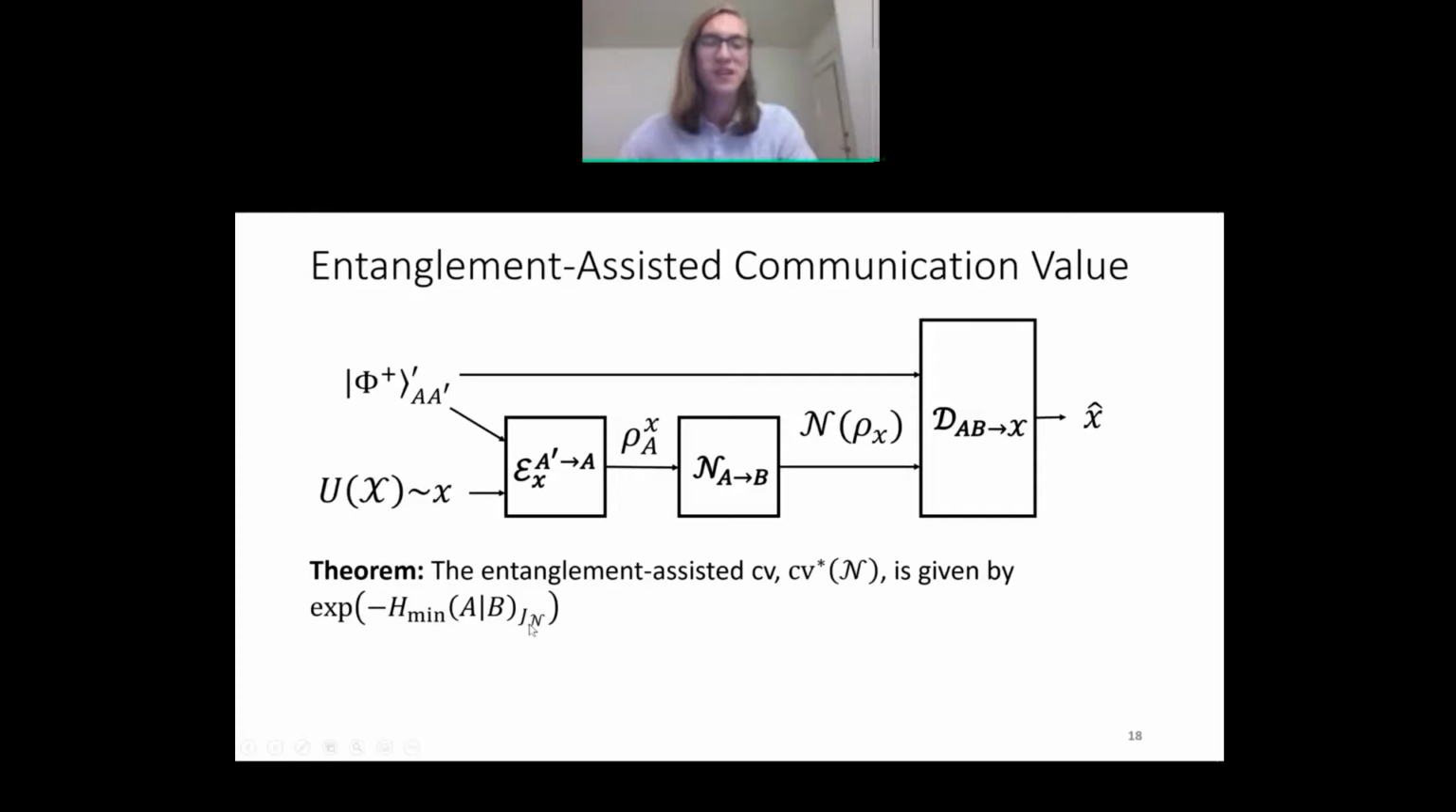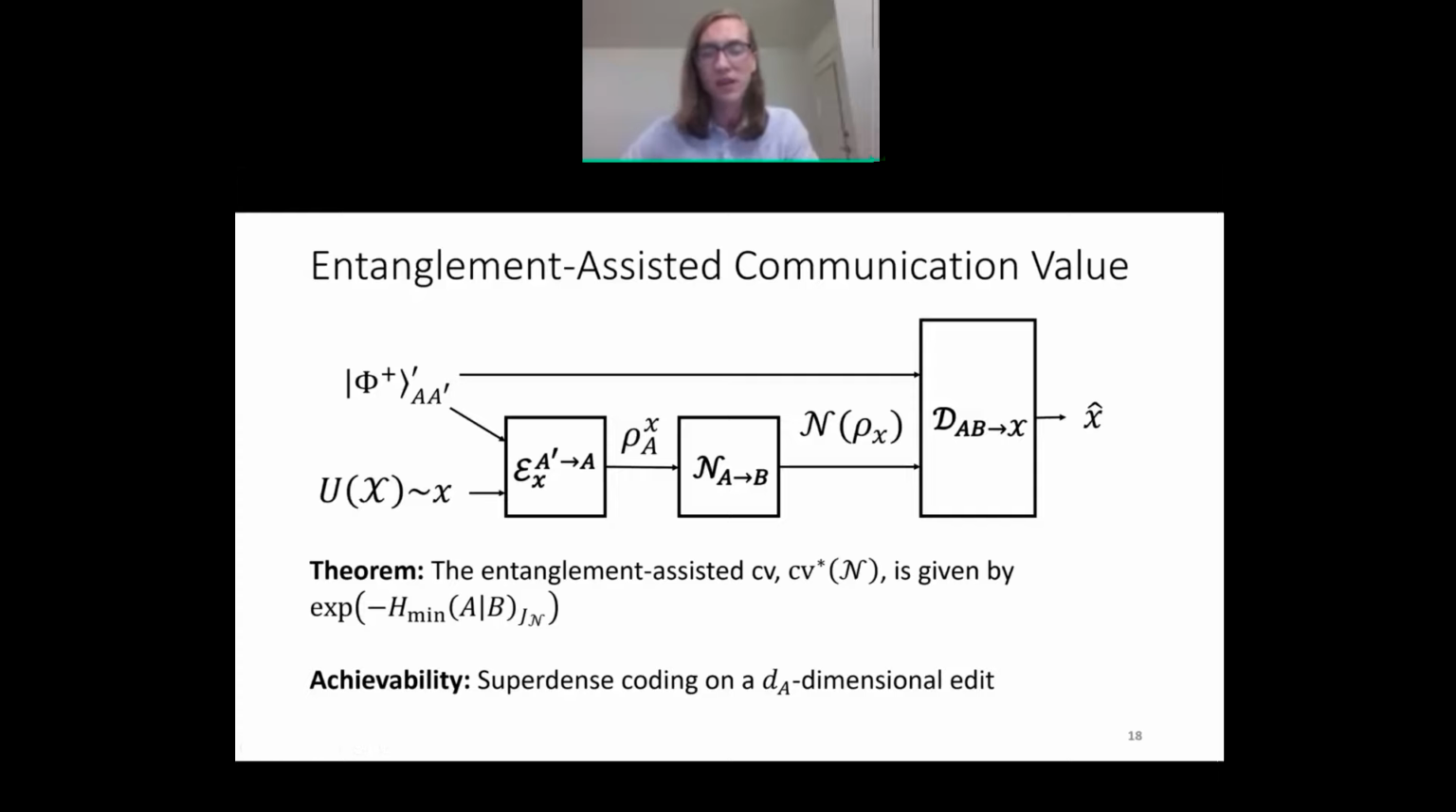And so here we see that somehow the entanglement-assisted case has gone from the separable min entropy to the standard min entropy. And another thing that's interesting about this is we know that the SDP for min entropy is multiplicative. And so we have this parallel between the way the classical capacity of a quantum channel is not in general multiplicative, but the entanglement-assisted one is. And so there are these nice parallels going on there. And another thing that's interesting to note in this case is that the achievability is done effectively using superdense coding on a d_A dimensional EDIT. So that's cool.